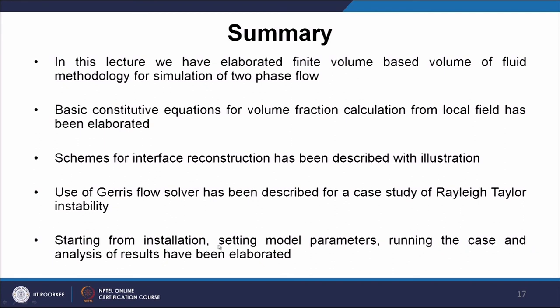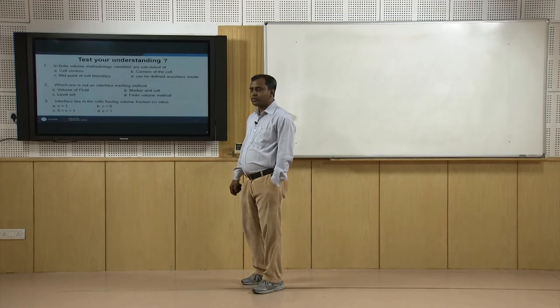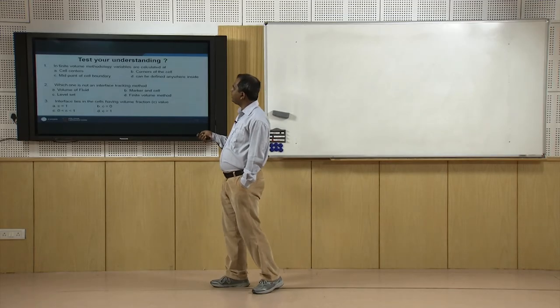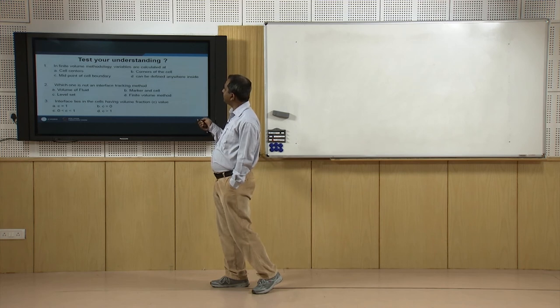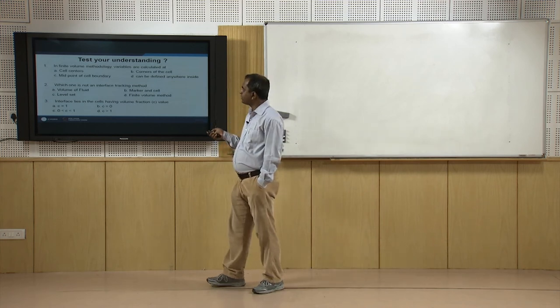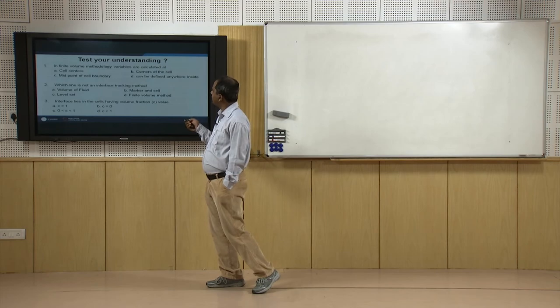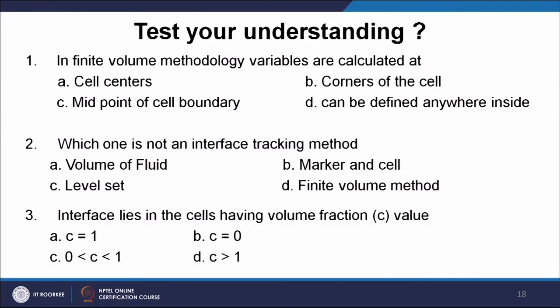Okay. So, at the end of this lecture, let us once again test your understanding. We are having three questions here. First question: in finite volume methodology, variables are calculated at four options we are having: cell centers, corners of the cell, midpoint of the cell boundary, and can be defined anywhere inside the cell. Okay. Already I have told you that for finite volume, the centroid or center of gravity is the node point. So, the correct answer is cell centers.